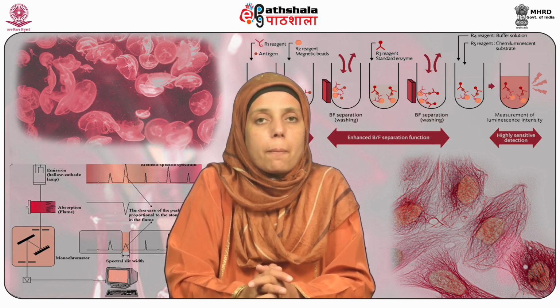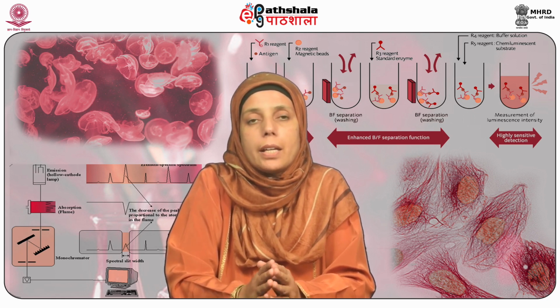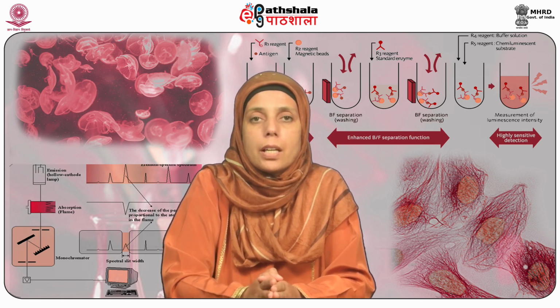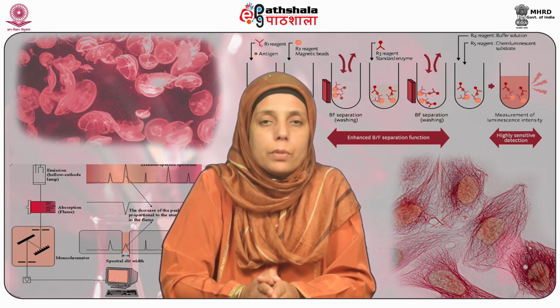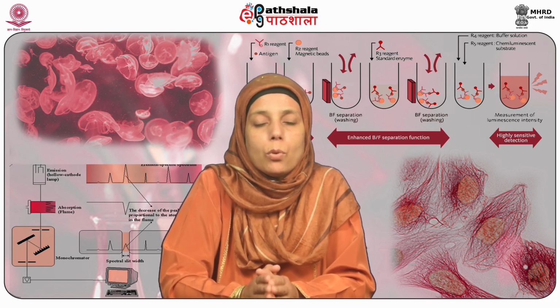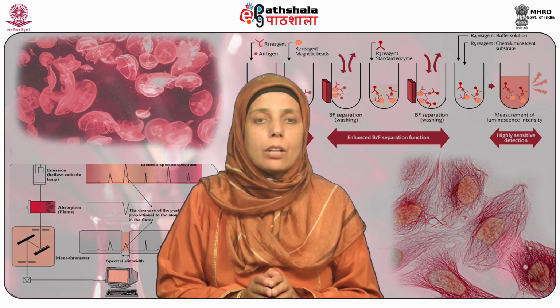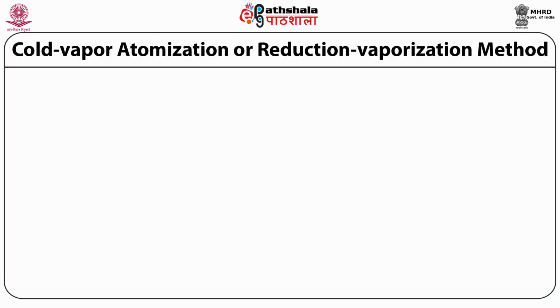Therefore, the technique called cold vapor atomization absorption has been developed for mercury, and it has received great attention. The principle of this technique was first proposed by Polykhtov and co-workers in 1963. However, the most popular method is that usually credited to Hatch and Ott, published in 1968. This is the cold vapor atomization or reduction vaporization method.